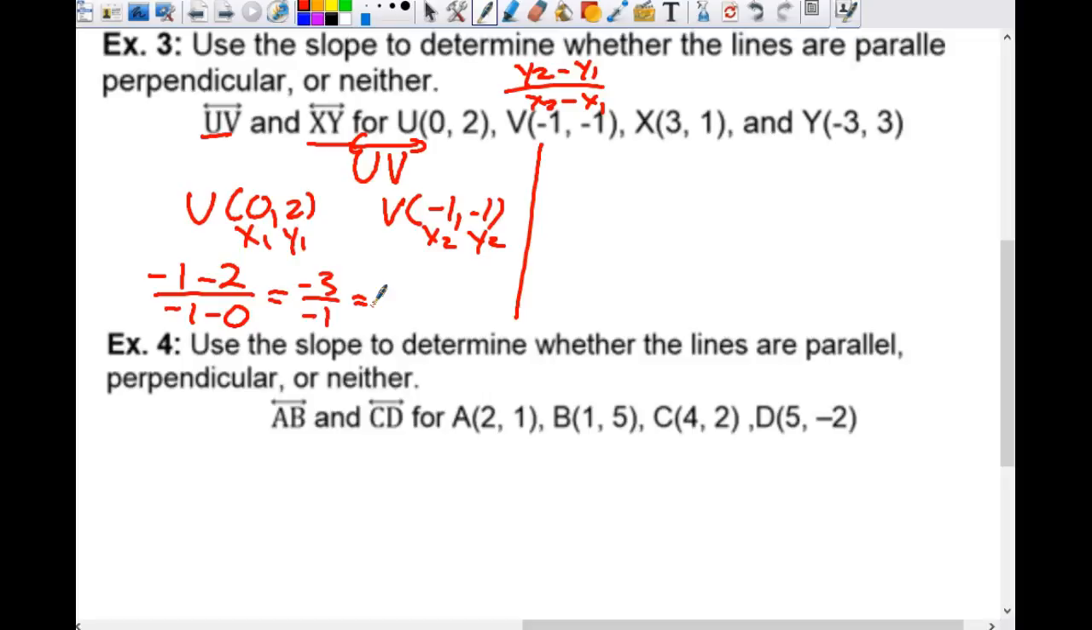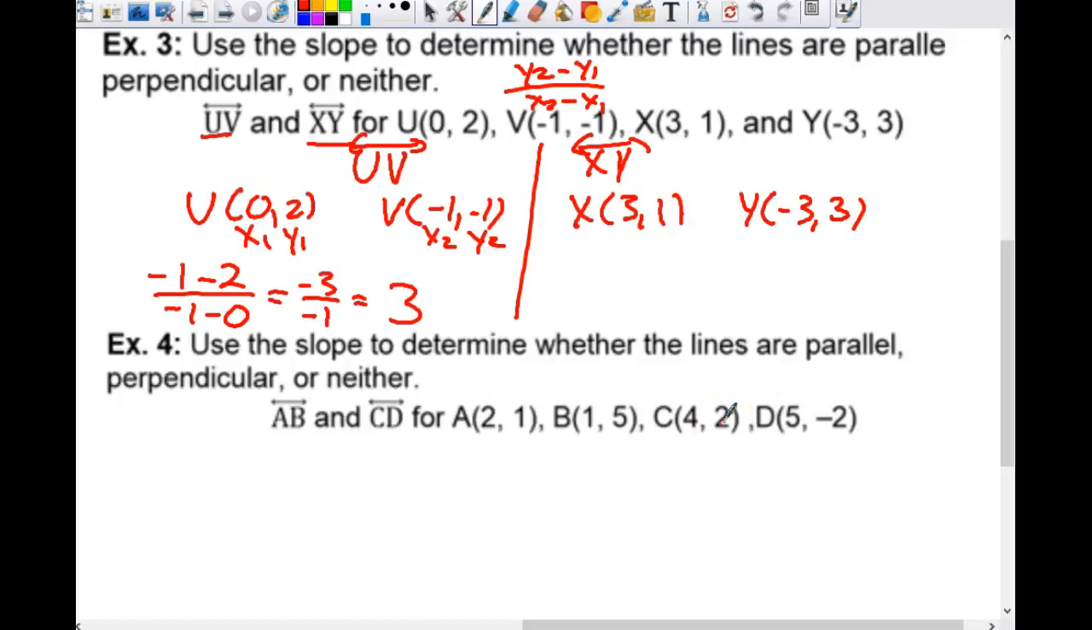Oh, 3. 3. We're half done. We gotta do the other line now. This other line is called XY. So which 2 points do you think we're going to use for XY? X and Y, yes. 3, 1, and -3, 3.